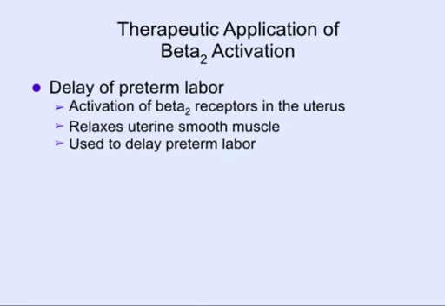Like I mentioned too, beta 2 also hits in the uterus, and this can be used to delay preterm labor. So if someone's having uterine contractions, obviously early when we don't want them to be, we'll actually administer medication that hits beta 2, and it will relax that smooth muscle, help facilitate stopping preterm labor.